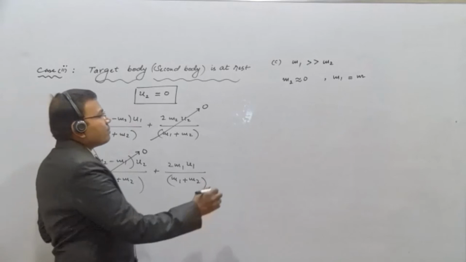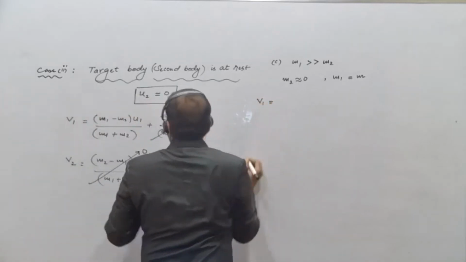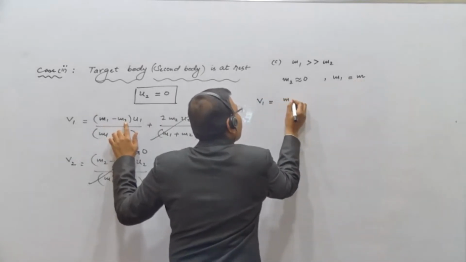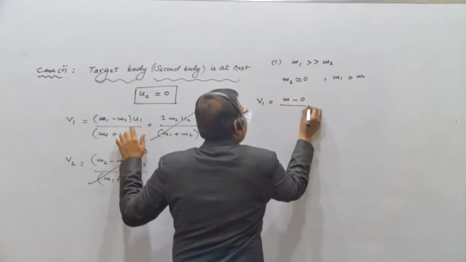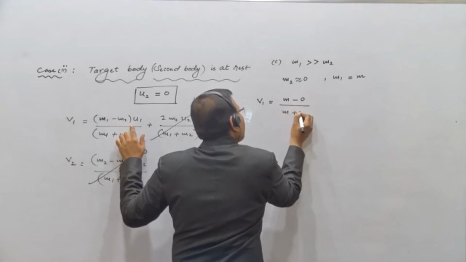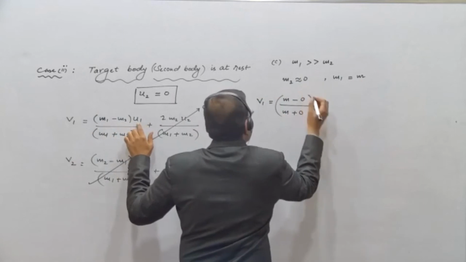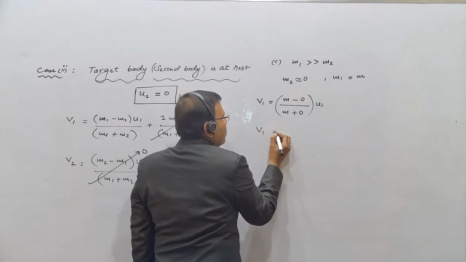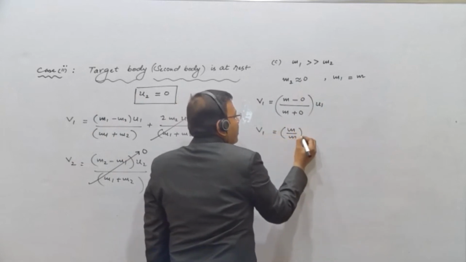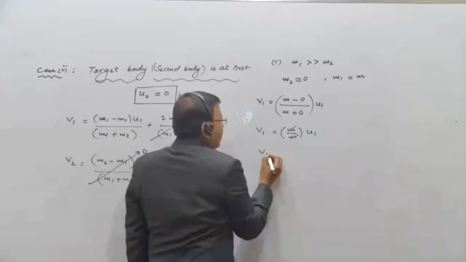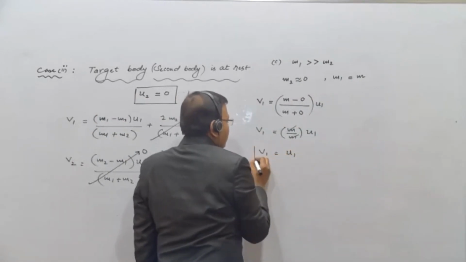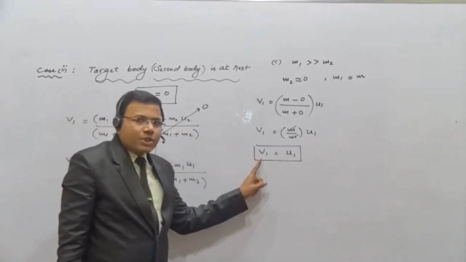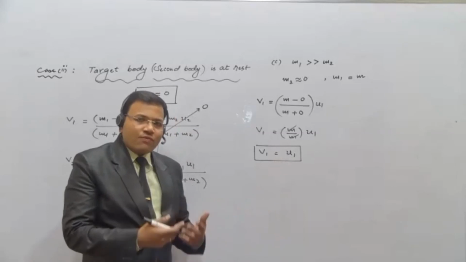So this is v1, m1 minus m2, that is what is m1? M1 is m minus m2, m2 is 0, by m1 is m, m2 is 0, into what is this u1. This part is already 0 because the target body is at rest. Now this is v1 is equals to m by m into u1. This to get cancelled. So v1 is equals to u1. What do you mean by this? Final velocity of the first body is same as initial velocity of the first body itself.